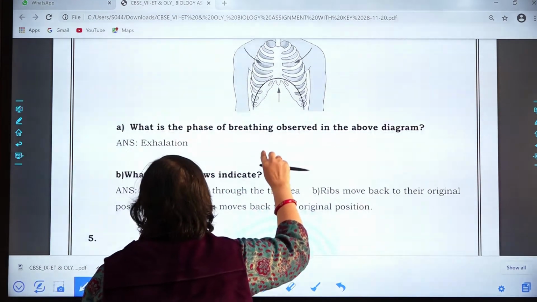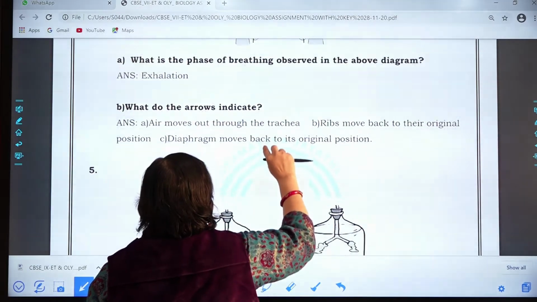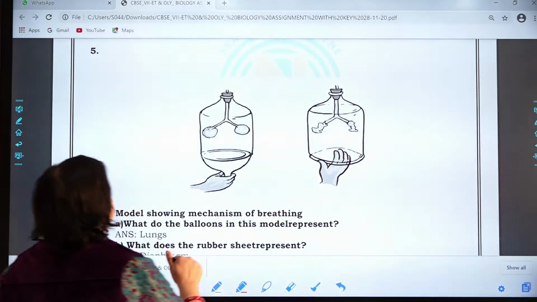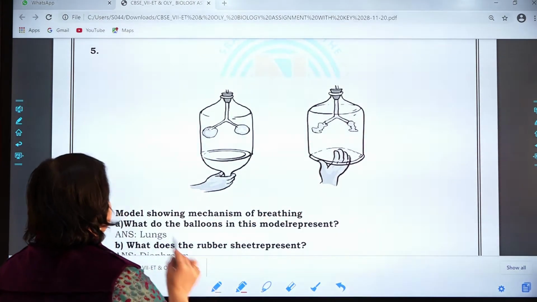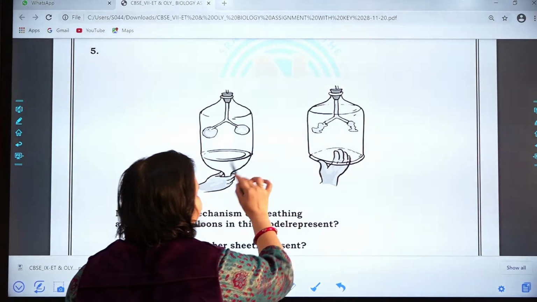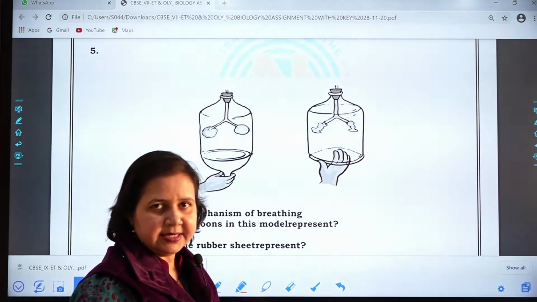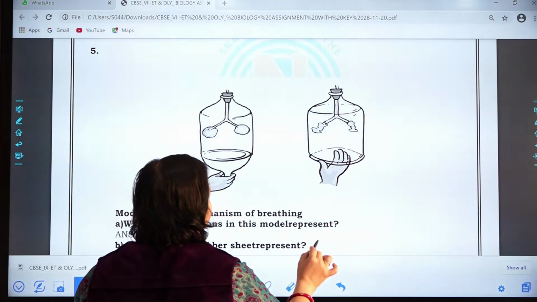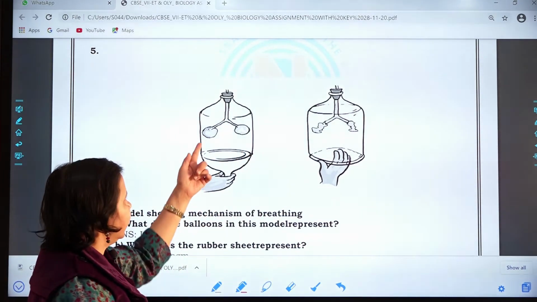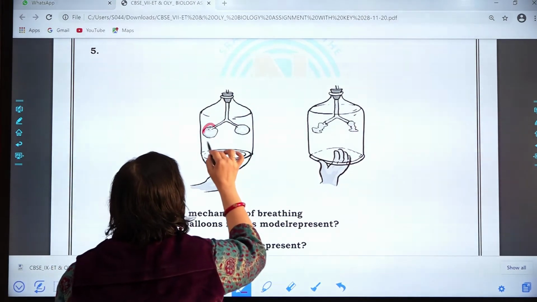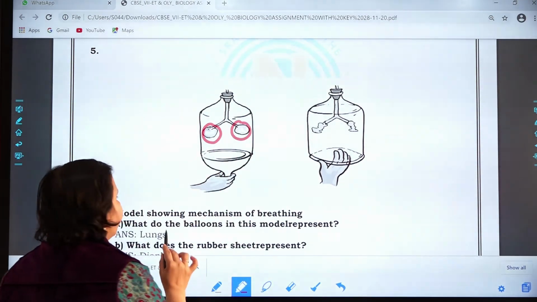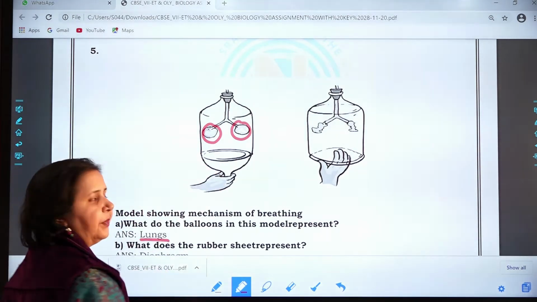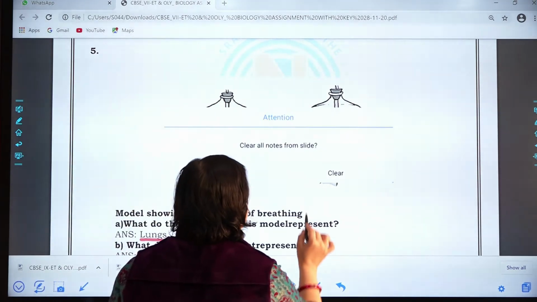Now, let's see question number 5, which is related to the activity. Question number 5 is about a model showing the mechanism of breathing. A part: what do the balloons in this model represent? Can you see the balloons in this model? What do these balloons represent? They represent the lungs.